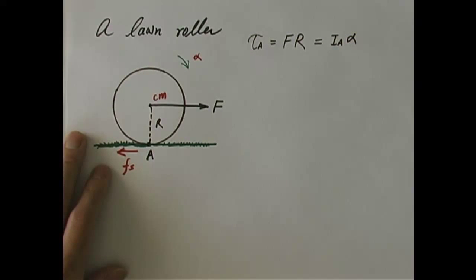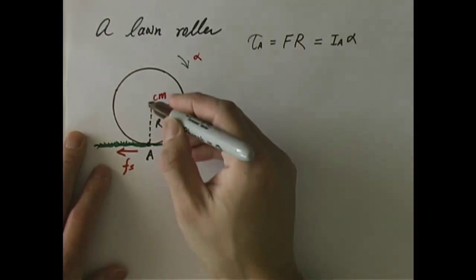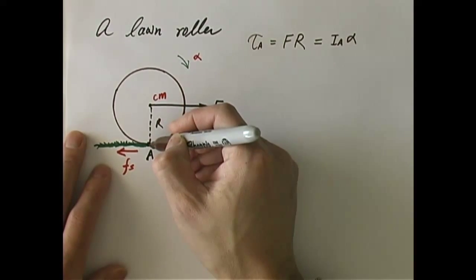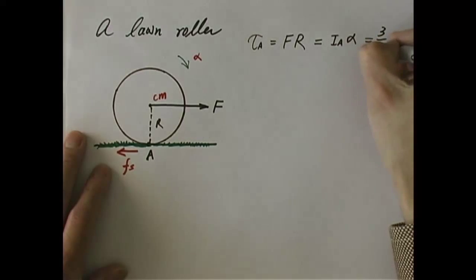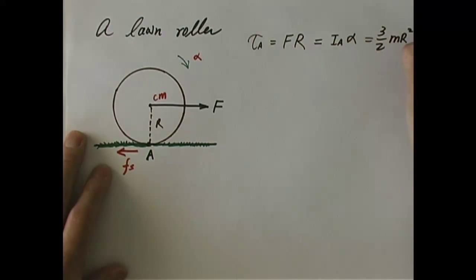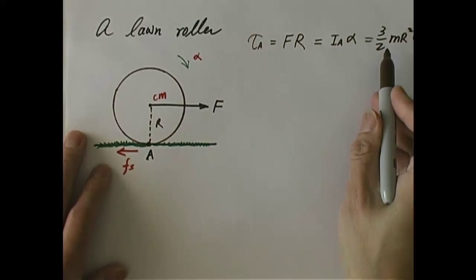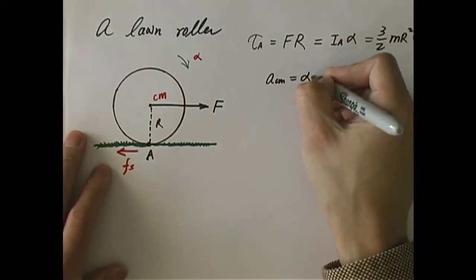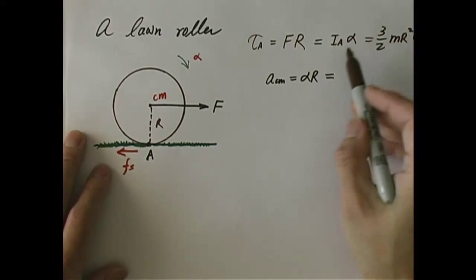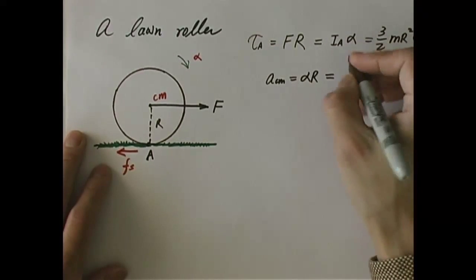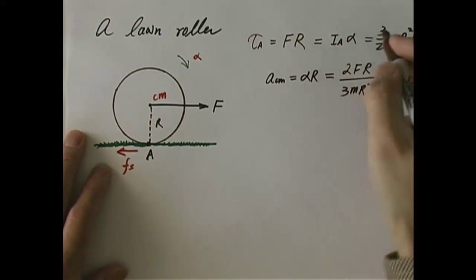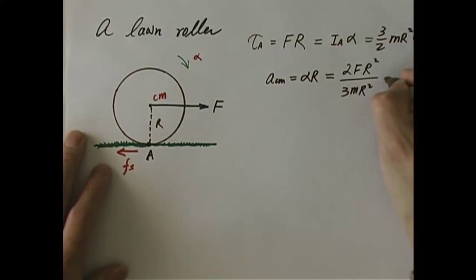It's a long roller in the form of a uniform cylinder. So about the center of mass, ICM is 1/2 MR squared. You add another MR squared to move it to here, and that is 3/2 MR squared. That's IA times alpha. So we immediately know what alpha is. From alpha, let's find ACM. ACM equals alpha R. What is alpha? Alpha is 2FR divided by 3MR squared. So it's 2FR over 3MR squared times another R. So what is the answer? It is equal to 2F over 3M.